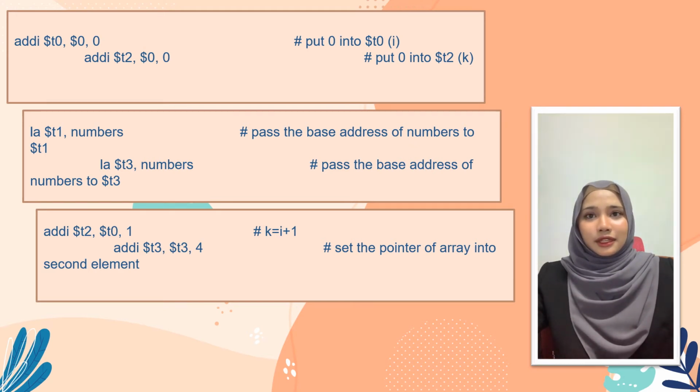At this line, ADDI $T2, $T0, 1 means $T2 equals $T0 plus 1, which in the C++ programming language is k equals i plus 1. 1 will be stored in $T2. The following line has the same meaning, and we set the pointer of the array to the second element.